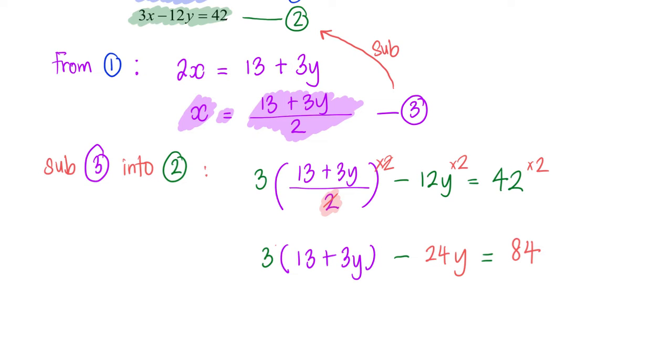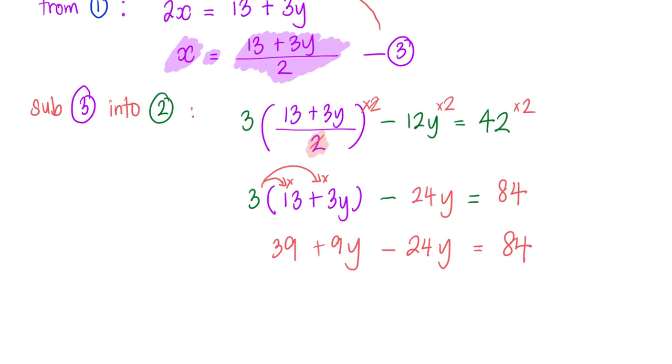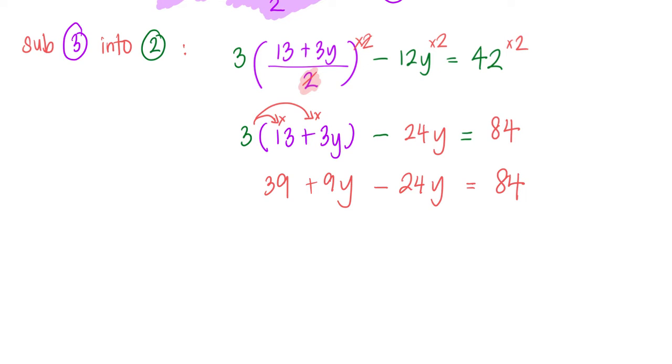And we continue to solve this equation. 3 times 13 is 39. 3 times 3, positive 9y. Minus away my 24y equals to 84. Slowly but surely, we are going to finish solving this. 9y minus 24y. This will give me a value of negative 15y.